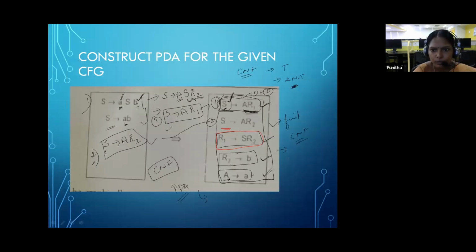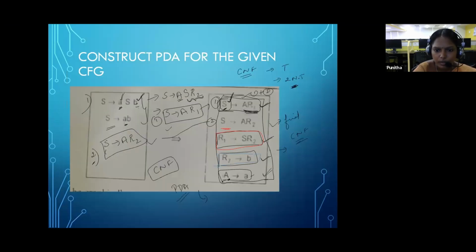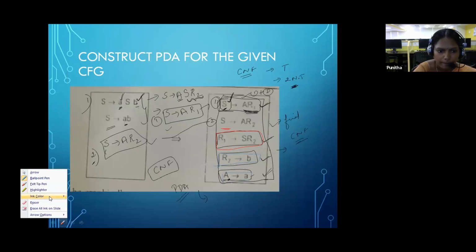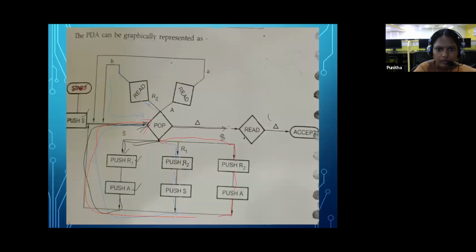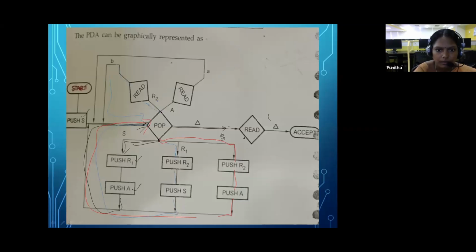Next I have to pop R2 and then read B. Pop R2, read B. Then I join it to the pop. Next I need to mention read A: pop A, read small a. I'm joining this to the pop.